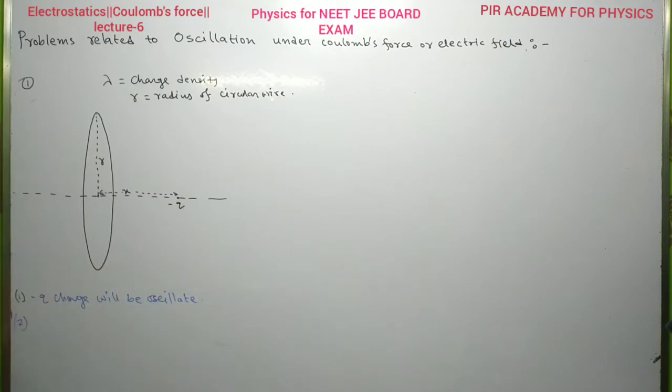Number 2, calculate the circular frequency or time period of this oscillation. This is condition number 1.